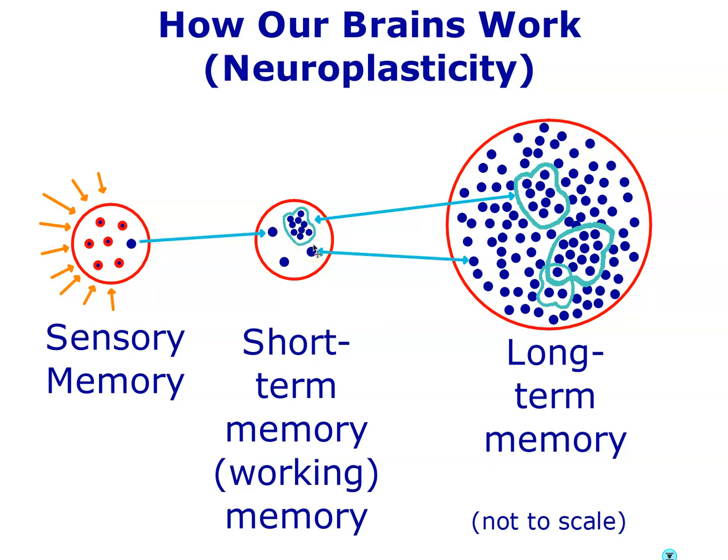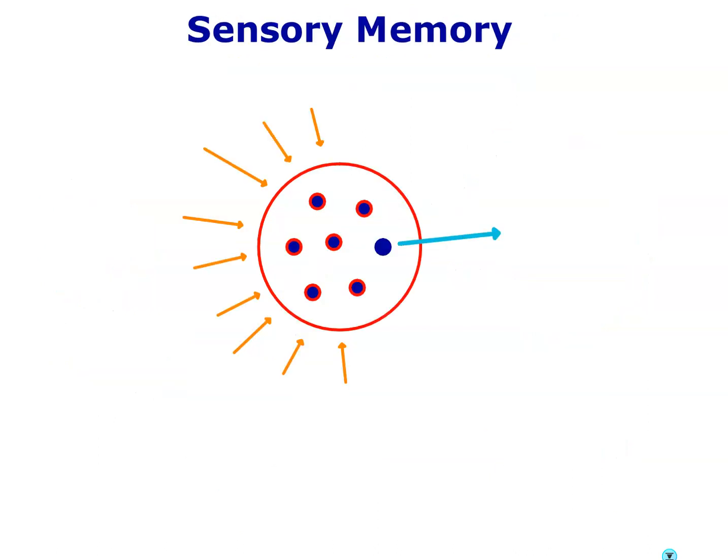So let's just see how this actually works. In your sensory memory, right now you're hearing me speak, you're looking at the screen, you might feel the wind touching your skin, etc. So information is coming into your brain from all of your senses. Now there's too much information for the brain, so it has to decide what to keep and what to discard. The vast majority of what you're sensing right now gets discarded. So in just a few minutes' time, you won't remember what you're feeling exactly right now.